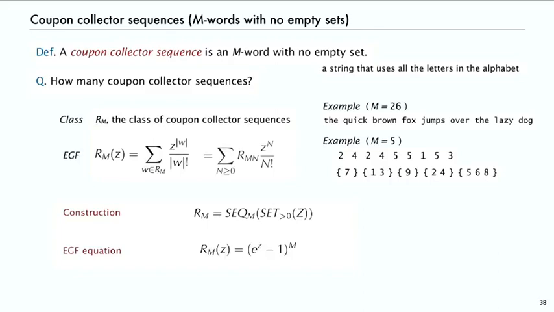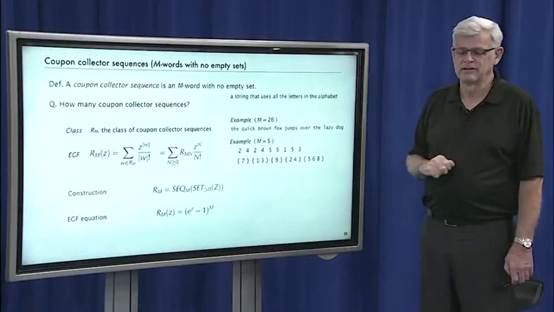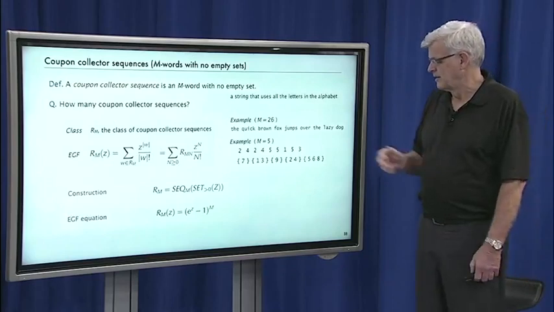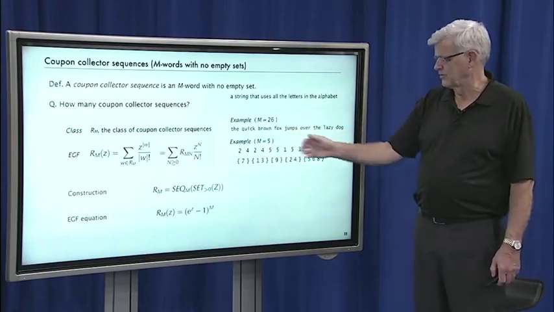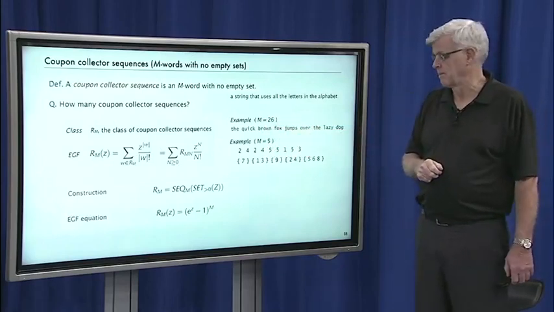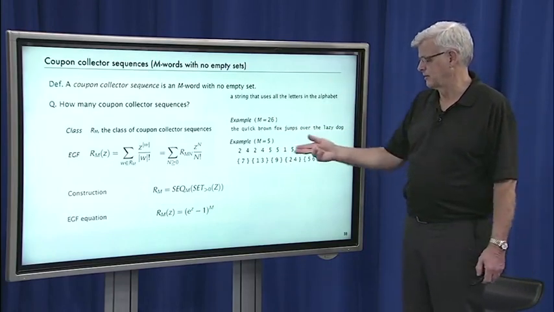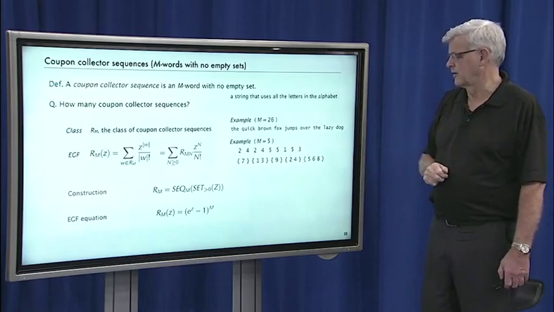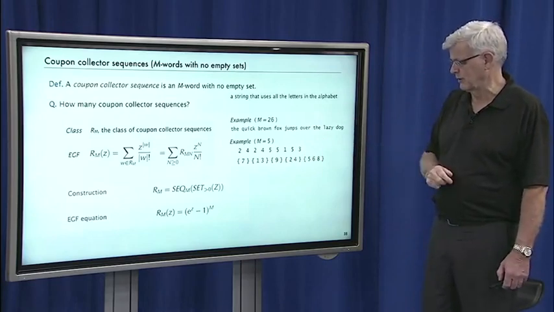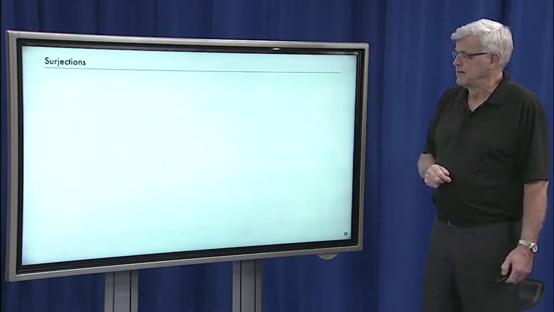So a set of size greater than 0 is e to the z minus 1. Subtract off the first term, the set of 0. And then sequence of m of those is (e to the z minus 1) to the m. So that's a generating function that describes the exponential generating function for the coupon collector sequences.